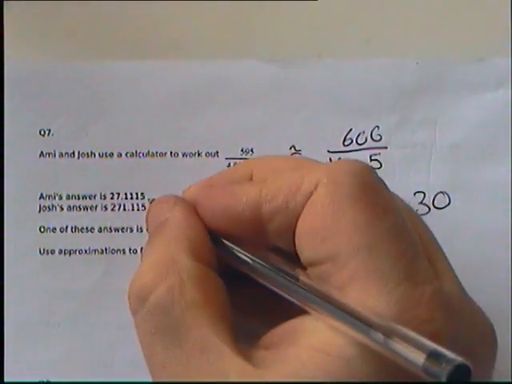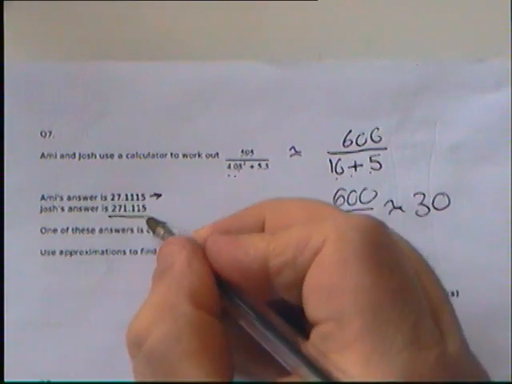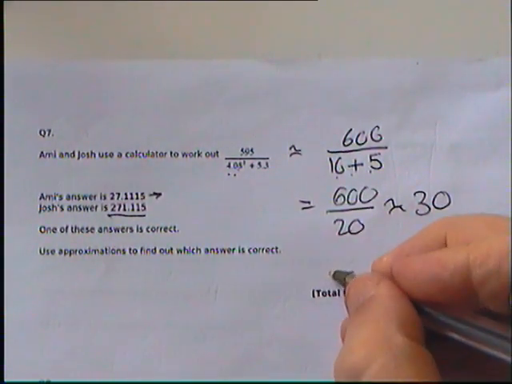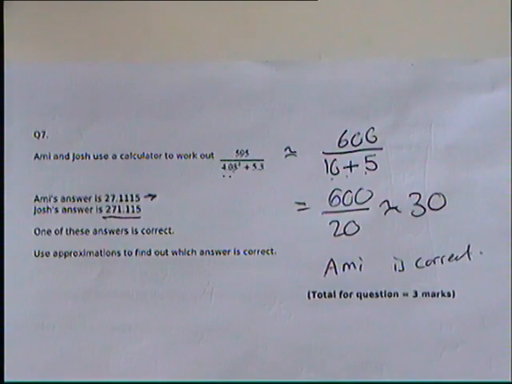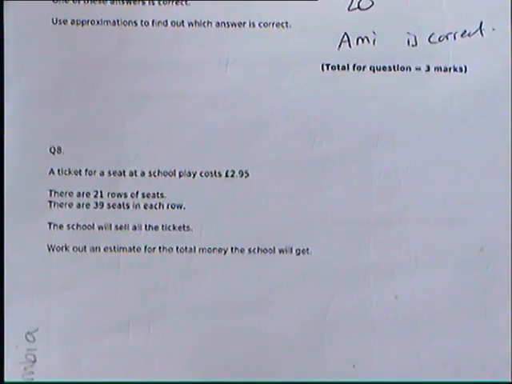So if you look, Amy's answer is only 3 away from 30, whereas that one is well away. That's in the hundreds. So actually, I'm going to say that Amy is correct. Okay, and that's why, because I've rounded my numbers and made it really simple to work out. So question 8, pause the video, have a go, then we'll work through it together.